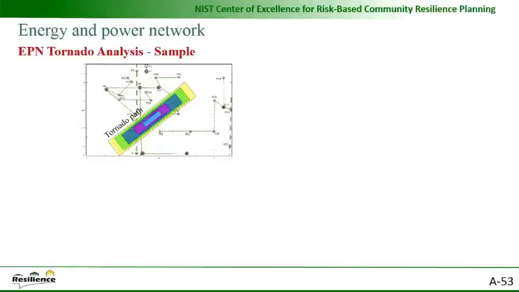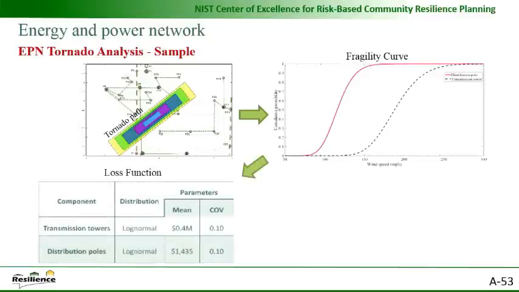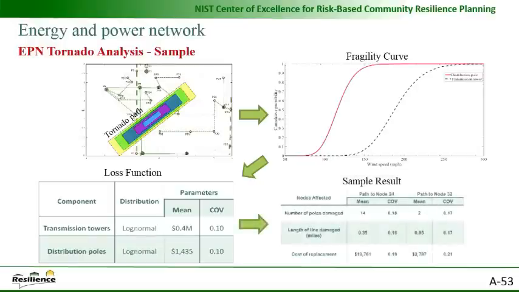This slide shows an example of EPN tornado analysis for Centerville. From the tornado path, wind speeds are computed, which are then used with the fragility functions to compute the damaged components. Using the loss function, the total loss or repair time to bring back power to selected nodes can then be calculated.